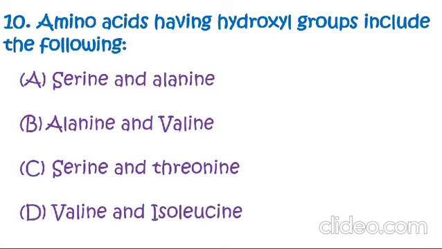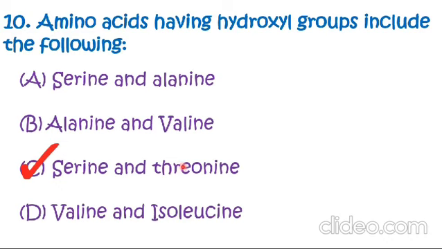So question number 10: amino acids having the hydroxyl group include the following. Option A is serine and alanine, B is alanine and valine, C is serine and threonine, D is valine and isoleucine. So the correct option over here is option C, serine and threonine.